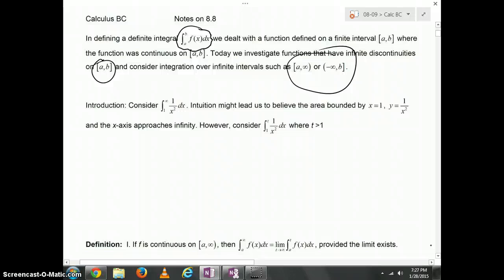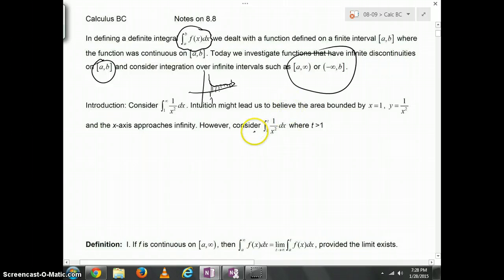Take a look at this little introduction. As we integrate from 1 to infinity of 1 over x squared, intuition might say the graph of 1 over x squared, at least in the first quadrant, would look something like so. And we'd say over here is 1. As we'd continue to find the area bounded by that curve and the x-axis, you might guess that that area, everything is above the x-axis here, would approach infinity. But what we're doing here is, let's just integrate from 1 to some value t.